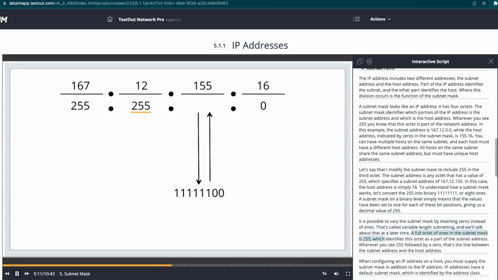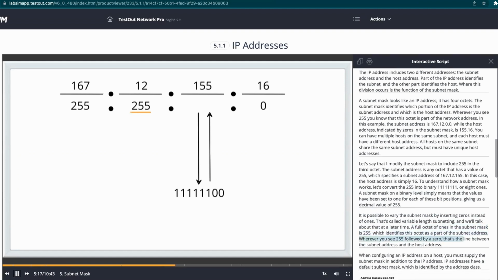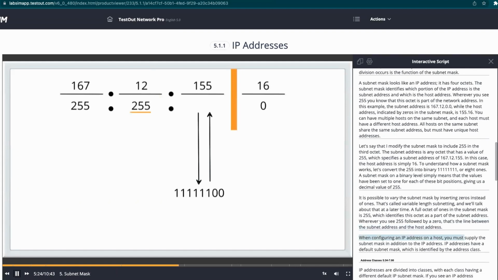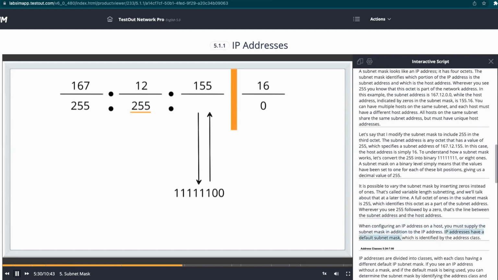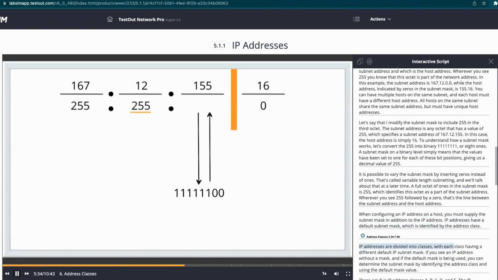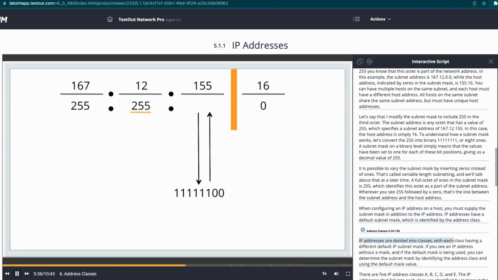A full octet of ones in the subnet mask is 255, which identifies this octet as part of the subnet address. Wherever you see 255 followed by a zero, that's the line between the subnet address and the host address. When configuring an IP address on a host, you must supply the subnet mask in addition to the IP address. IP addresses have a default subnet mask, which is identified by the address class. IP addresses are divided into classes, with each class having a different default IP subnet mask.